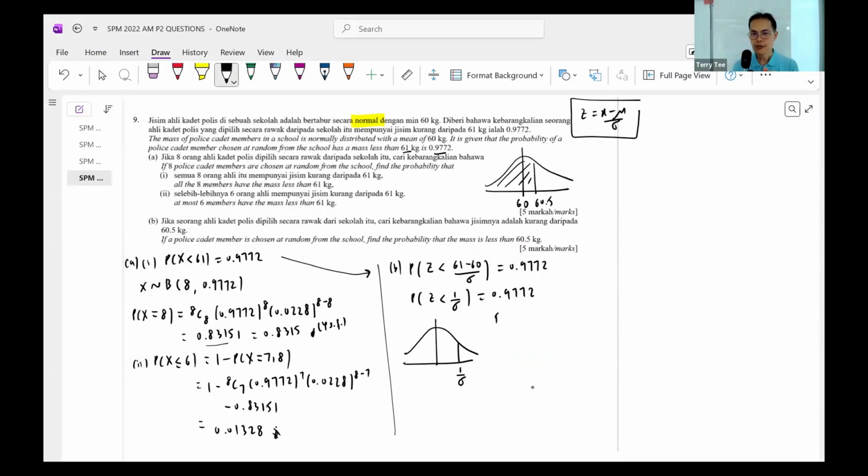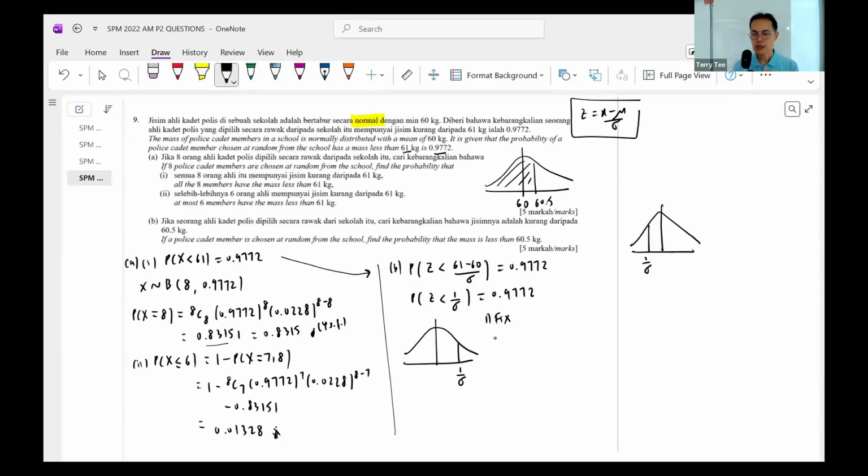When you sketch this, always remember you have to do 3 steps. Number 1, you fix the position. What do I mean by fixing? You can put the 1 over sigma on the left or on the right. Now, obviously, this one has to be on the right. Why? Because your sigma is a positive value, so it has to be on the right.